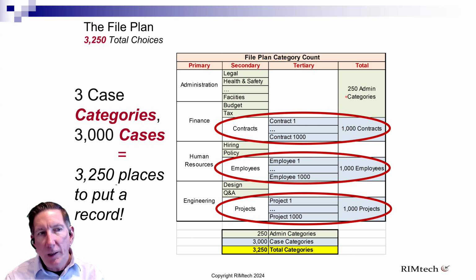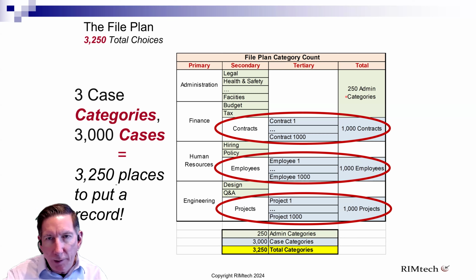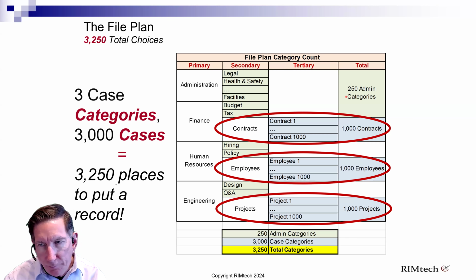Let me repeat that. Every category in the retention schedule is a storage location or library in SharePoint. So let's say we have 800 categories, which would be normal for about 1,000 employees. Out of that 800, 60% of them, or 480, will be subdivided into cases. In this slide, we only have 3 cases.